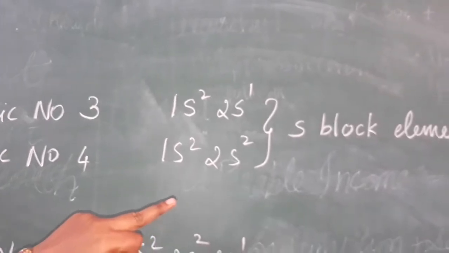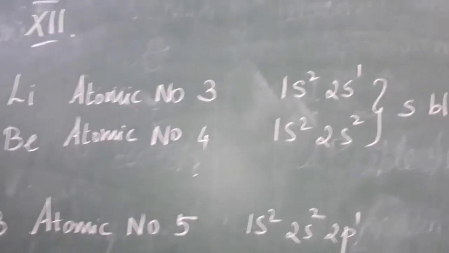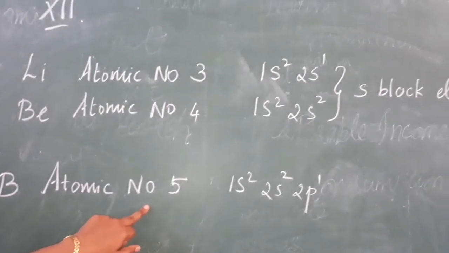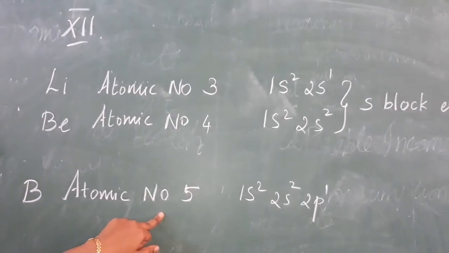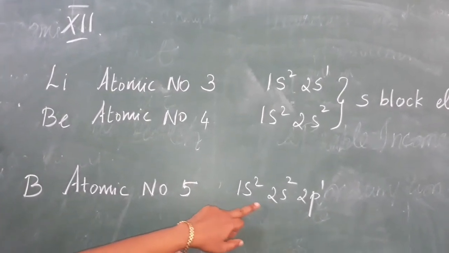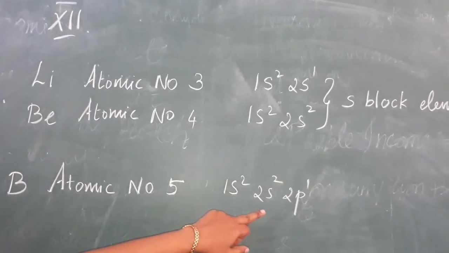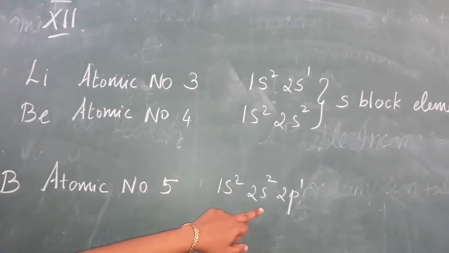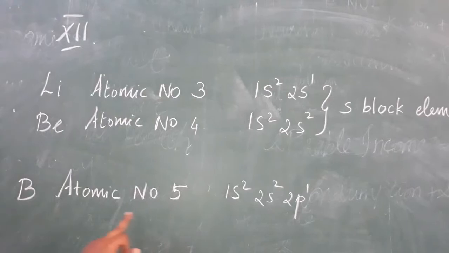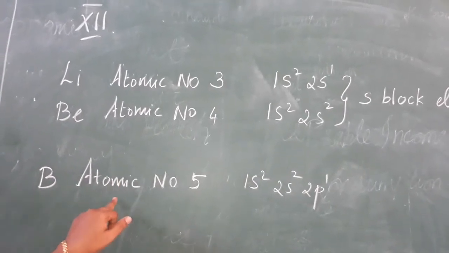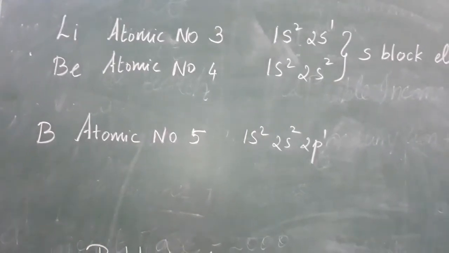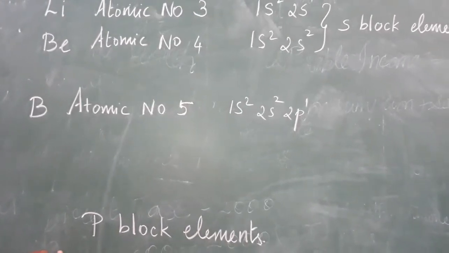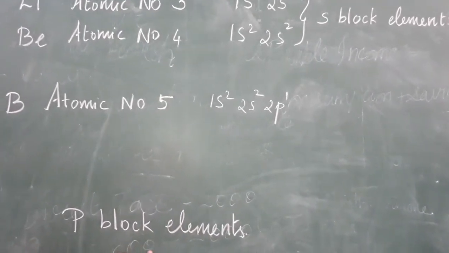s block elements. Now boron, atomic number 5. 5 means 5 electrons are there. So electronic configuration 1s2, 2s2, 2p1. Here the last electron entered into the p orbital. Now this element belongs to which block element? P block element. In this video we are going to see the second lesson, p block elements.